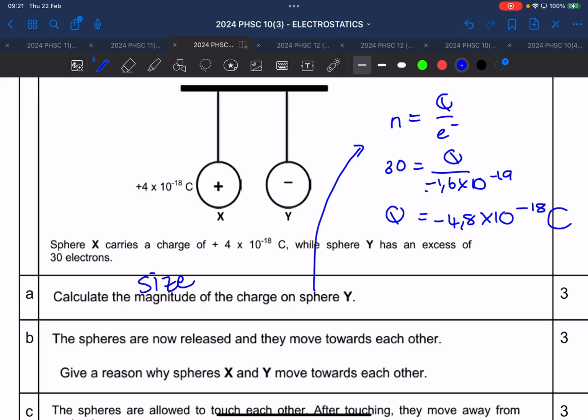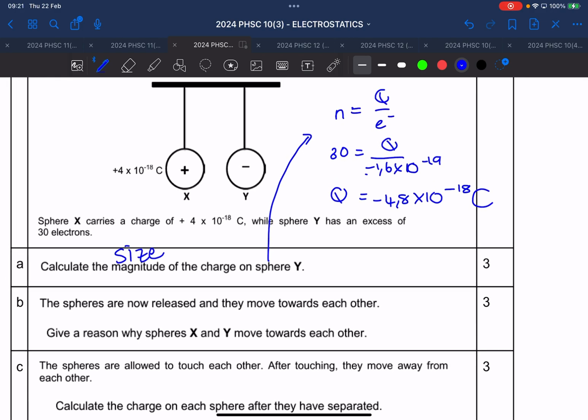Right, next one. The spheres are now released and they move towards each other. Give a reason why sphere X and Y move towards each other. Now this counts 3 marks. It seems like an easy answer, but you must give 3 ideas for 3 marks. So you must answer very elaborately. Answer things that you think are common sense.